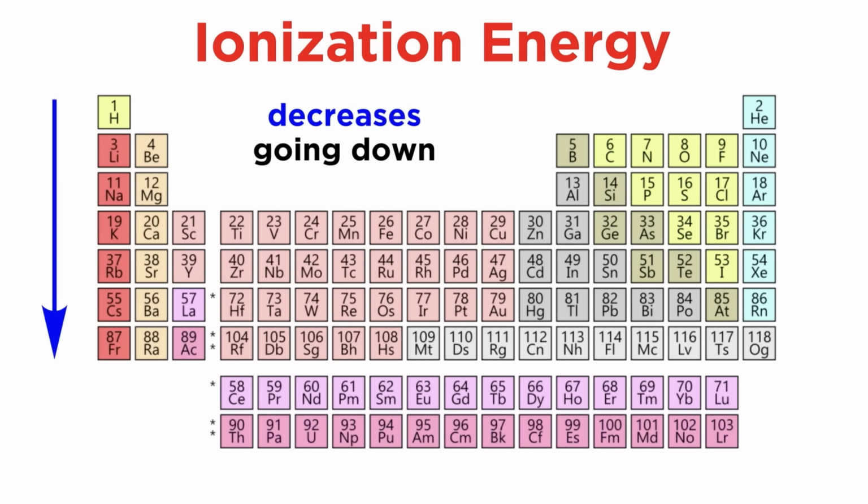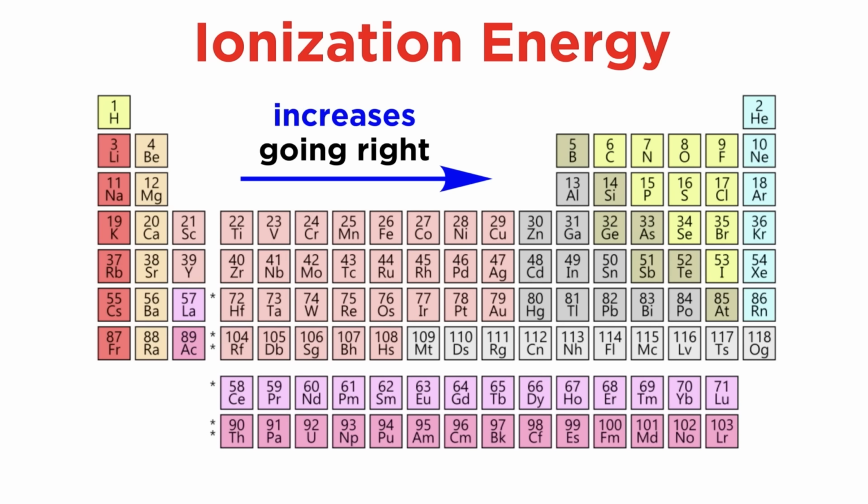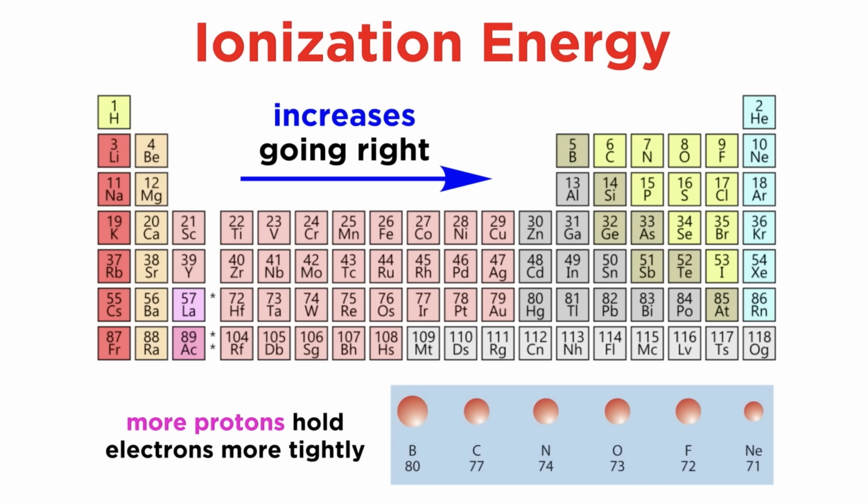Every time we add a shell, we are moving further away from the nucleus, so ionization energy decreases as we move down the periodic table. Since atomic radius also decreases going to the right within a period, we can expect the ionization energy to increase at the same time. As we go, we are adding protons, contracting the radius, and holding electrons more tightly, so they are harder to remove.